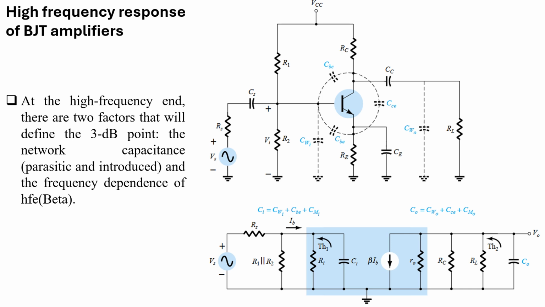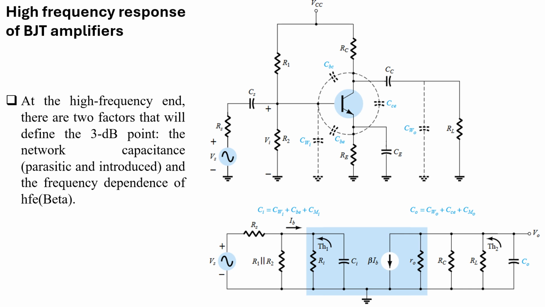Now let's talk about the high frequency response of the BJT amplifier. First of all, why are we talking about high frequency response? Because if you check the reactance of any capacitor, it is 1 by omega C, where omega is simply your frequency. So the reactance of any capacitance will be very high for lower frequencies and very low for higher frequencies.